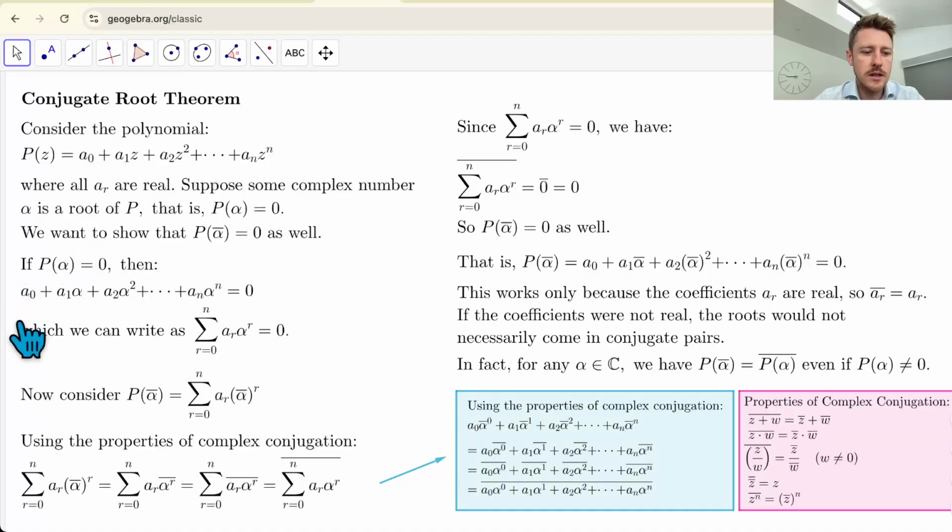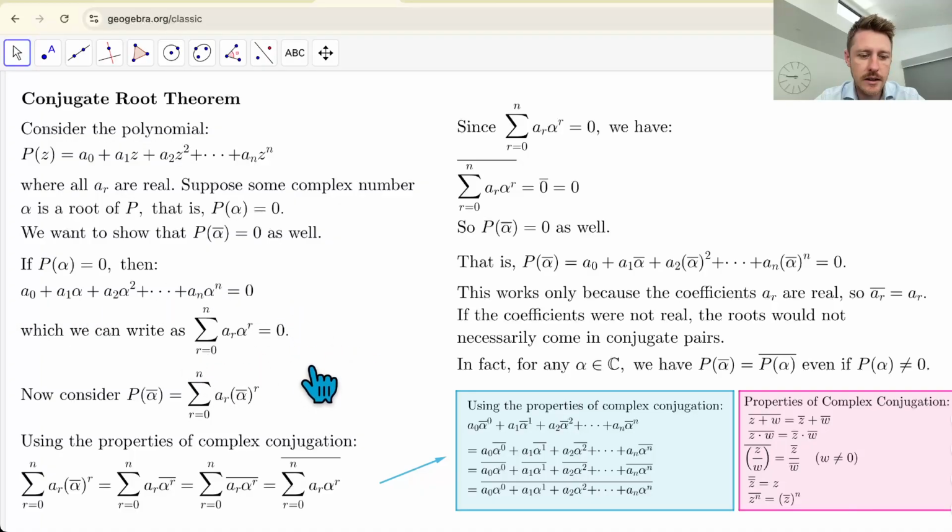All right, so what we start with is this. If p(alpha) = 0, then we know that this polynomial is equal to 0 when we substitute in alpha for z. So we've taken this, set it equal to 0 and replaced z with alpha. And we can use some of this notation here: we can write it as the sum from r = 0 to r = n of a sub r multiplied by alpha to the r, equaling 0. That's just rewriting this, but using some notation.